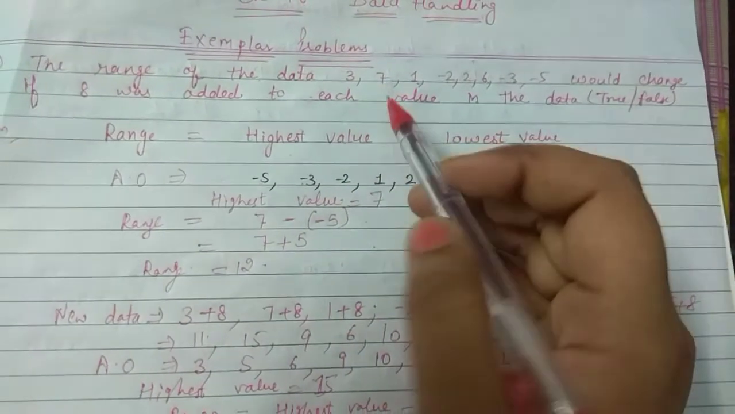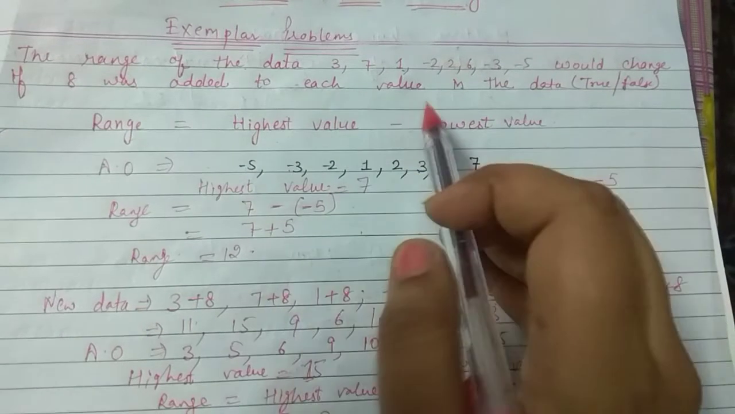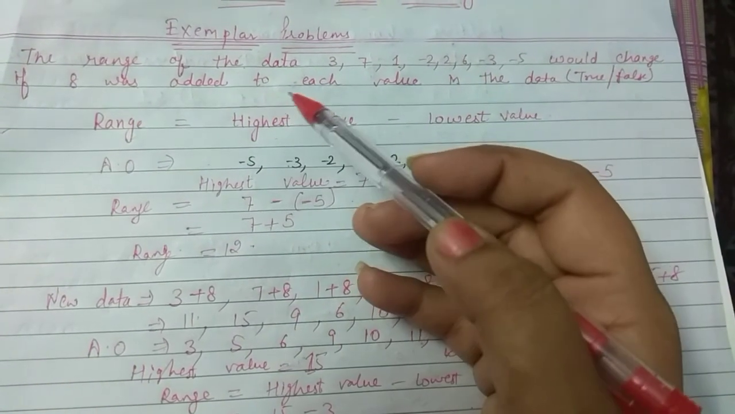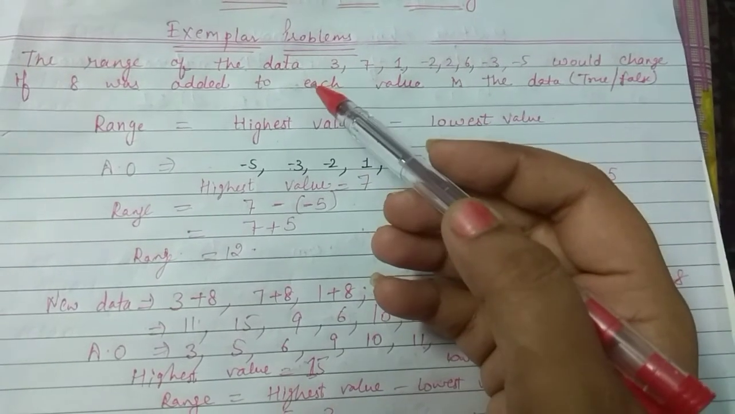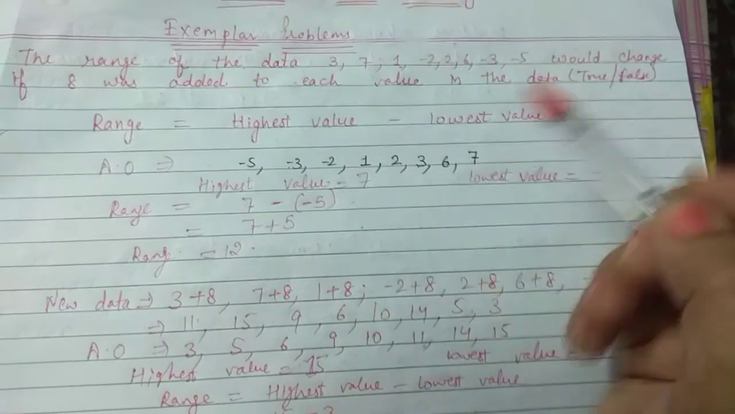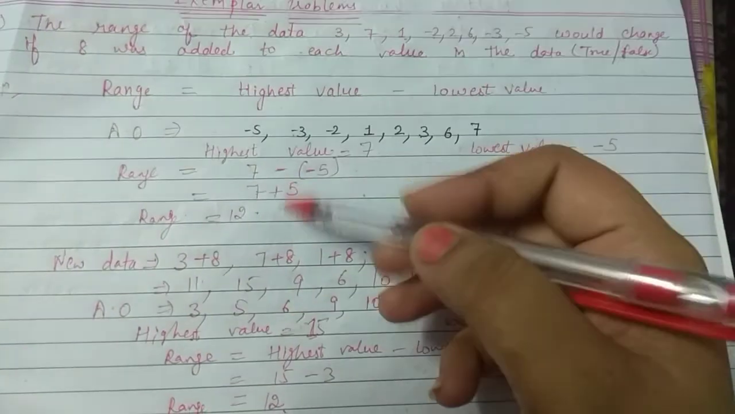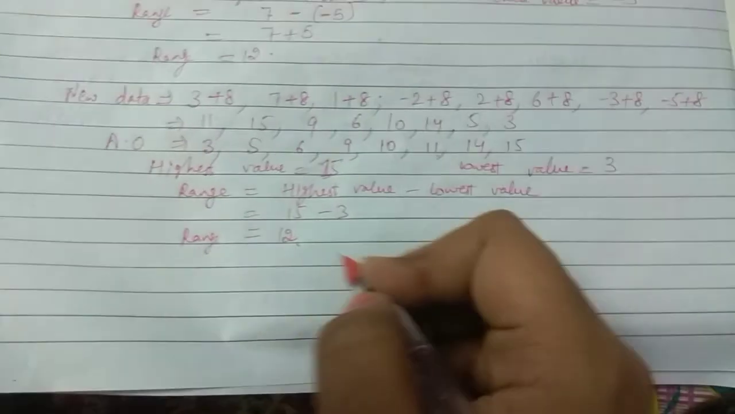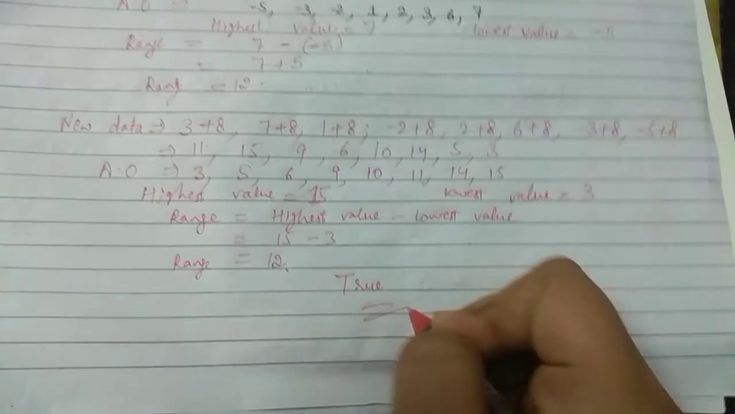Now come back to the question: if 8 was added to each value in data, would the range change or not? They're just asking about that. So there is no change in range, both ranges are the same, so that's why it is true. So your answer is true. Okay, I hope you understand the concept.